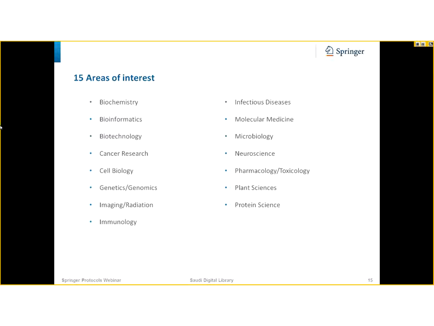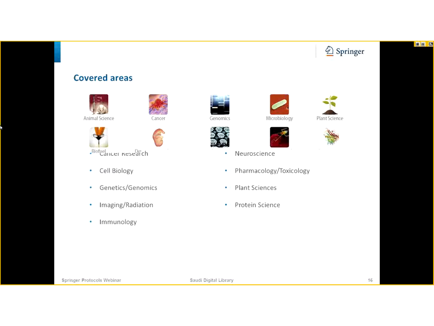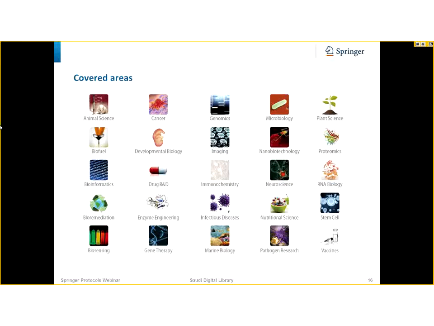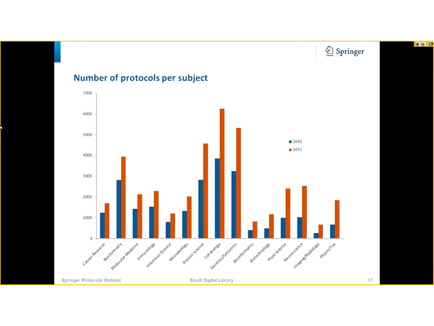In the beginning, when the collection started, there were 15 areas of research interest, basically covering all of the scientific and biomedical research areas. Nowadays the covered areas are a bit more refined, because the science is refining the interest areas, but it covers as many areas as you can possibly imagine. So there are protocols about any type of research that you're doing in the life sciences area.